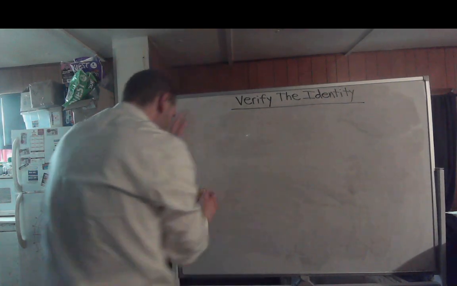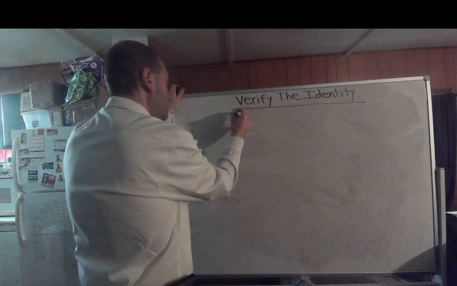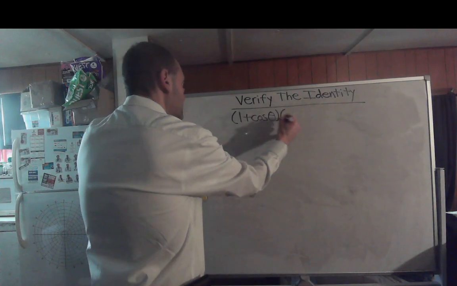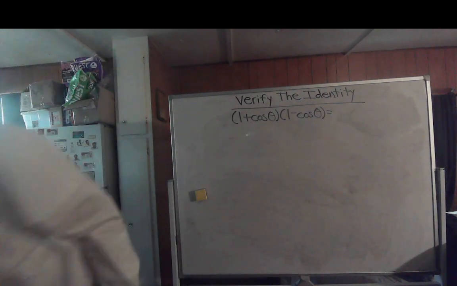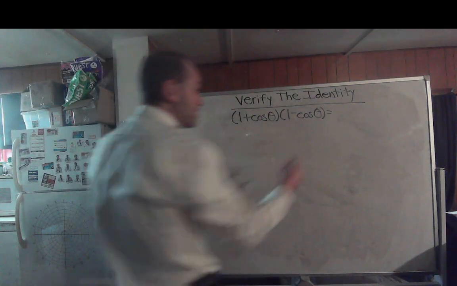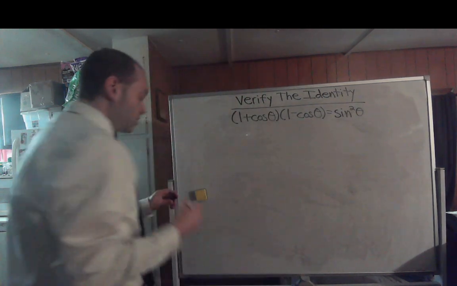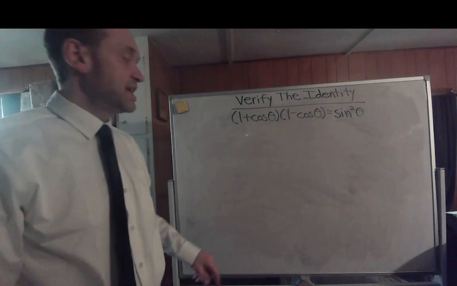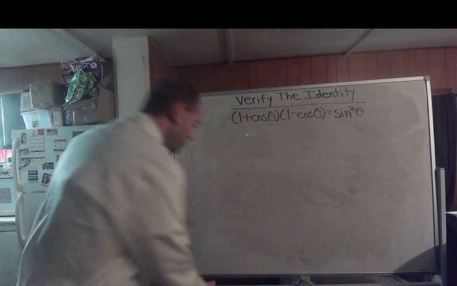Now we're going to spice it up just a little bit here. So you have 1 plus the cosine of theta times 1 minus the cosine of theta equals the sine squared of theta. All right. Now, as you get better at understanding these identities, you would be able to look at this by inspection and say, that's true, what's there to prove? But for now, we are going to prove it.